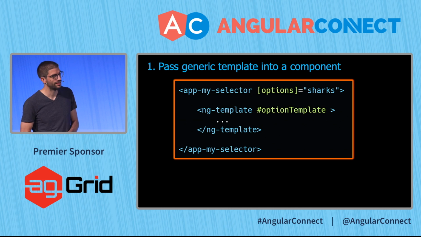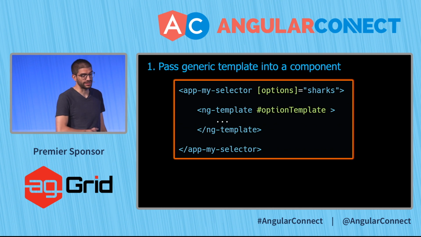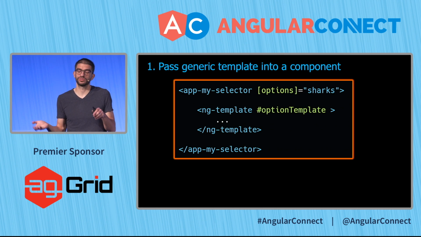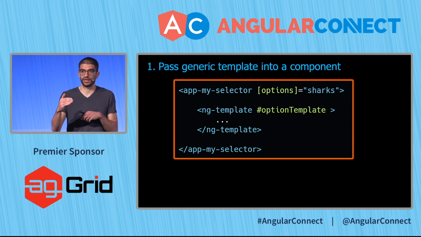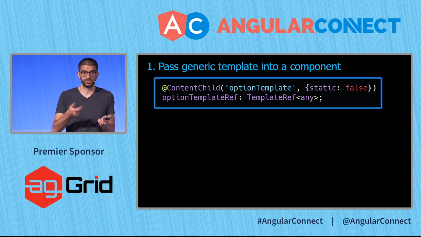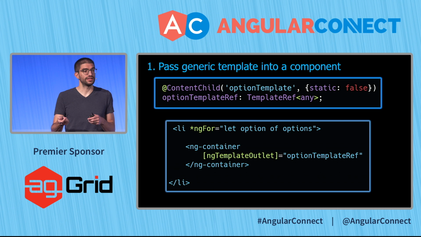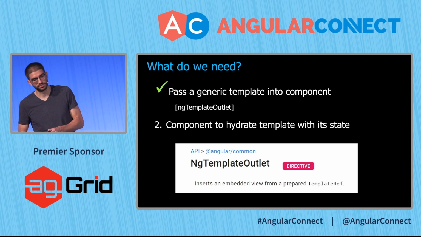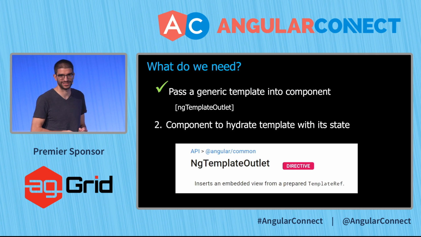Okay. So for our use case, we then need to replicate this. In our parent component, we need to be able to pass it in. So we'll define our ngTemplate within our component, and then we'll use a content child to pick up that reference name. So here, option template. And then in the options, where we're defining where this template is actually going to be rendered, we create our ng container with the template outlet and pass it that reference. Okay, so we've done our first step.